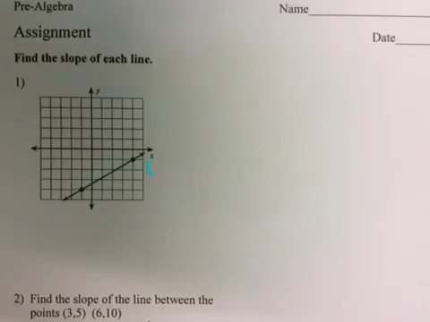The coordinates of this point here is 4 and -1. And the coordinates of this point over here is -1, -4. All right, now, as we know, slope is rise over run.